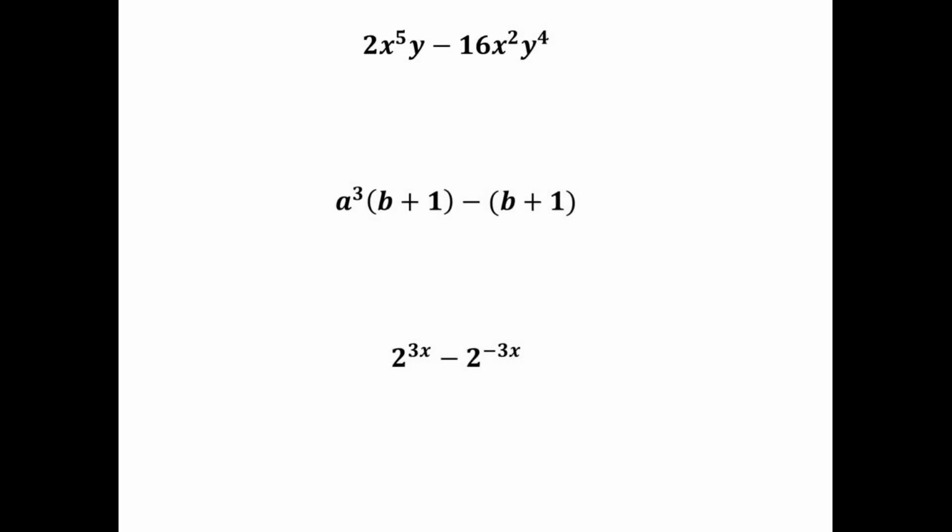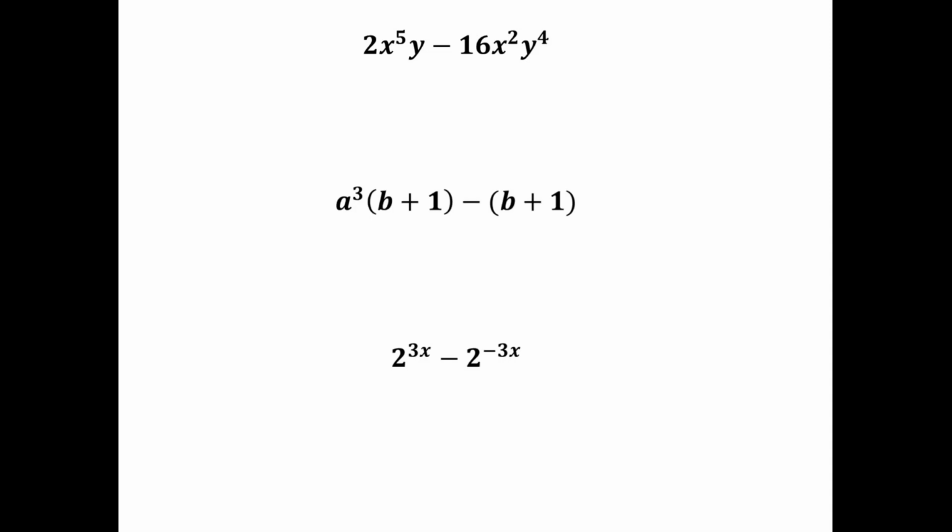Here are some more examples or other exercises which you can try. Now let's discuss the solution. So we have 2x to the power 5 y minus 16x squared y to the power 4. Now, if you look at this one in particular, you can see that there is a common factor between those two terms.